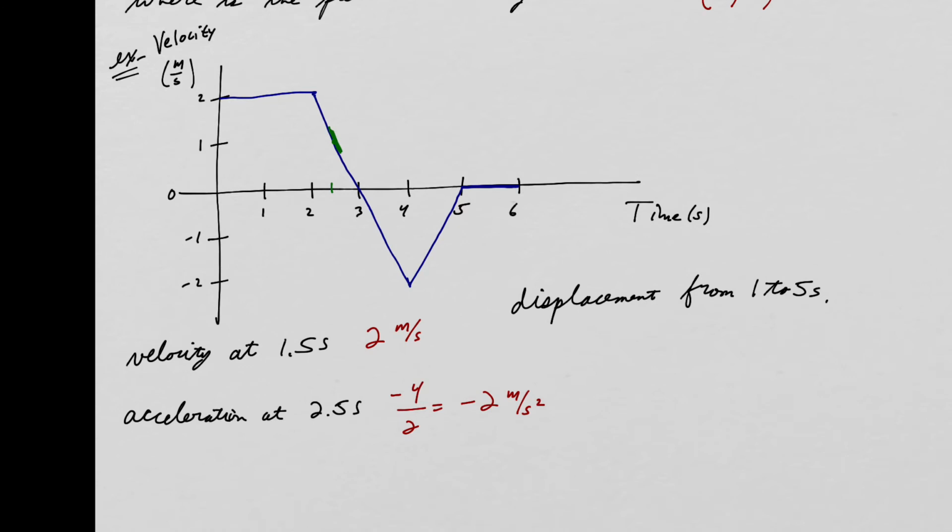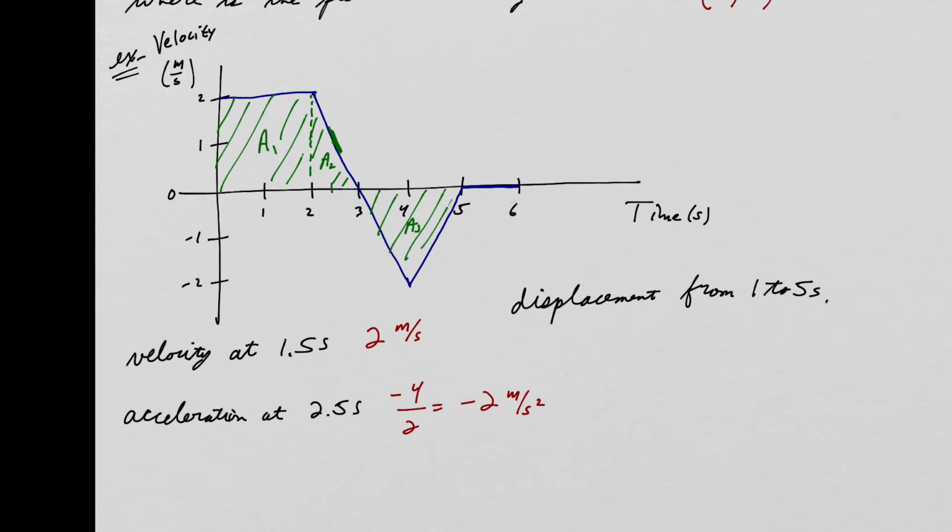Okay, and then how do I find the displacement from 0 to 5 seconds? Well, remember when you have a velocity versus time graph, the displacement is the area underneath the graph. So probably what you would do is break this up into maybe a square here, call this area 1, so I want to find that area. Then maybe this triangle, area 2. Then maybe this triangle, area 3.